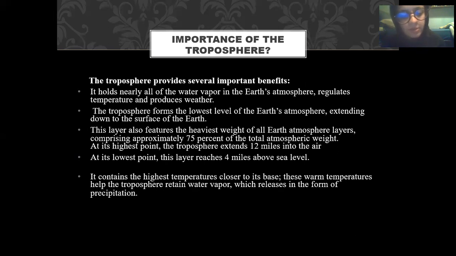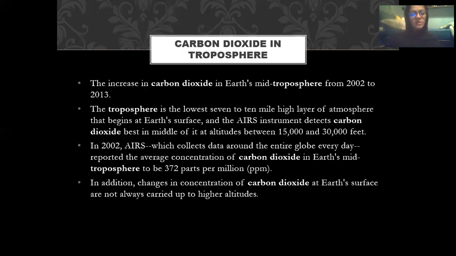At its highest point it is 12 miles, and at its lowest point the layer is 4 miles above sea level. It contains the highest temperature closest to the base, where the warm air can retain water vapor and release it in the form of precipitation. We all know that the troposphere is near to the Earth.